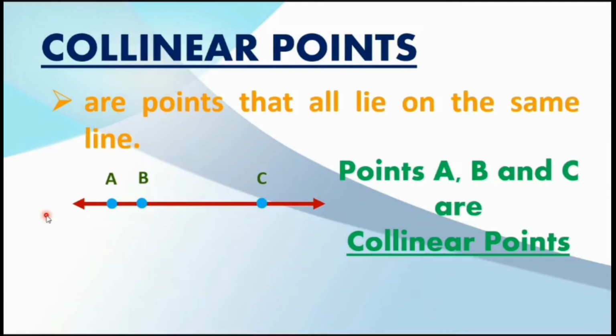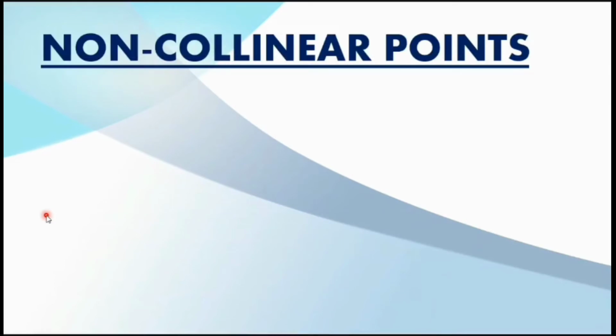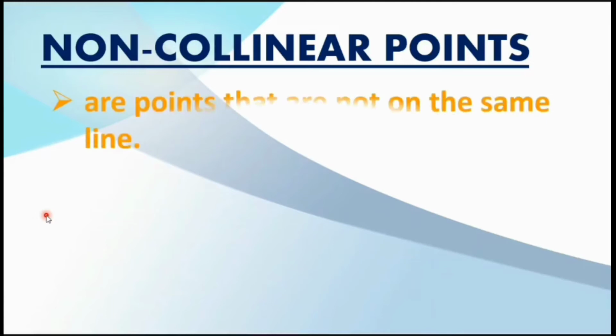Next, if we have collinear points, we also have non-collinear points. Ano naman itong non-collinear points? Are points that are not on the same line. Kung yung collinear points are points that are on the same line, eto namang non-collinear points is the other way around. These points are not on the same line.